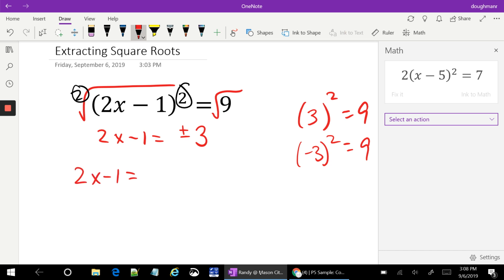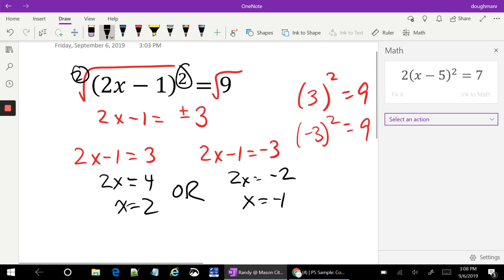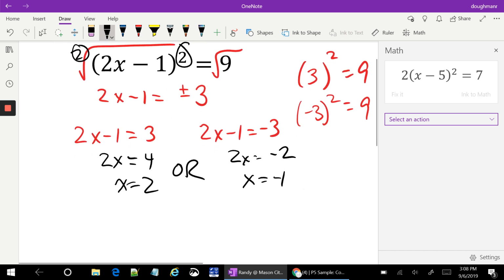2x minus 1 equals 3, or 2x minus 1 equals a negative 3. And now I can solve those equations. Add 1 to both sides, 2x equals 4, divide by 2, x equals 2, or 2x equals a negative 2, and divide by 2, I get negative 1. And if you punch negative 1 and 2 back into this original equation, you should be able to convince yourself that both of those numbers work. So there's two answers, or two zeros.